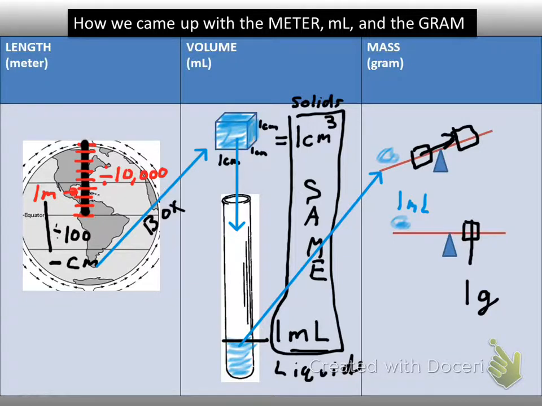Easy peasy lemon squeezy. And if I had 2 milliliters of water, if I added another milliliter, we'd have to slide the slider over a little further, and we'd put a tick mark, and we'd write a 2 there, and now we have 2 grams. So the gram is actually based on the amount of particles in a milliliter of water. Okay, a gram is based on the number of particles in a milliliter of water.